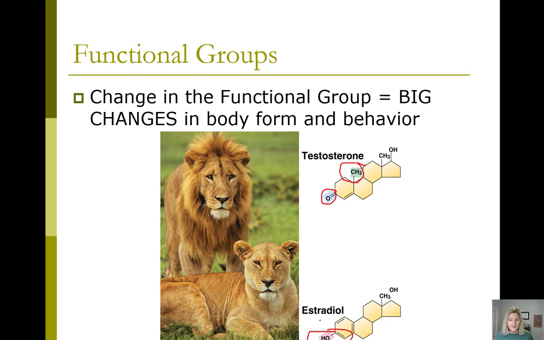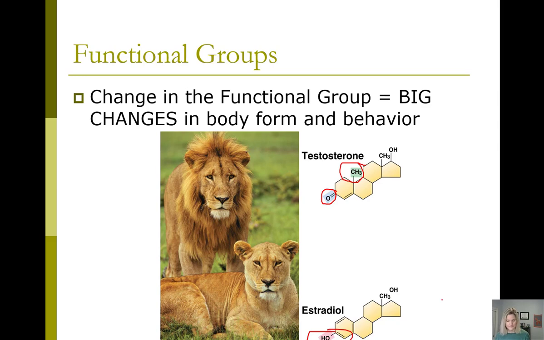Because of just those slight changes in functional groups, you get big changes in the way they function in the body. Testosterone is more what you think of as the male hormone, though females produce it as well. You can see the difference in function in, for example, lions. Male lions have a lot of testosterone, so that allows them to grow their big mane, and their body structure is a lot bigger, and their head's a lot bigger, and they're more aggressive and muscular. The female doesn't have that because she's got more estradiol.